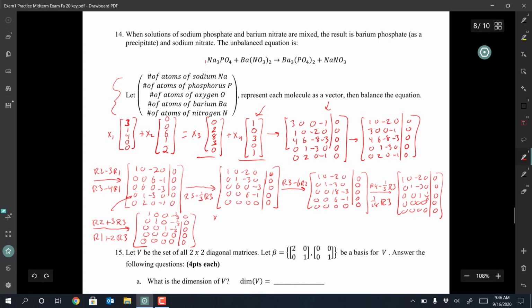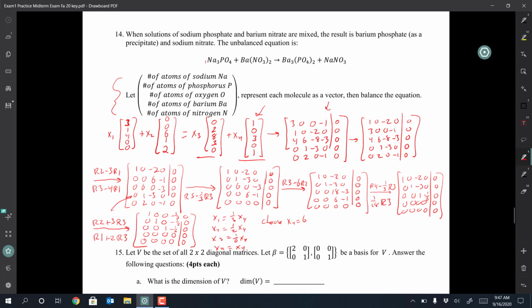From here, I can write out my solutions. x1 is equal to 1/3 x4, x2 is equal to 1/2 x4, x3 is equal to 1/6 x4, and x4 is my free variable. And then I'm going to choose a value of 6 for x4, which is the smallest integer that will generate all integer values for my x's, and I'll use those values to balance my chemical equation.